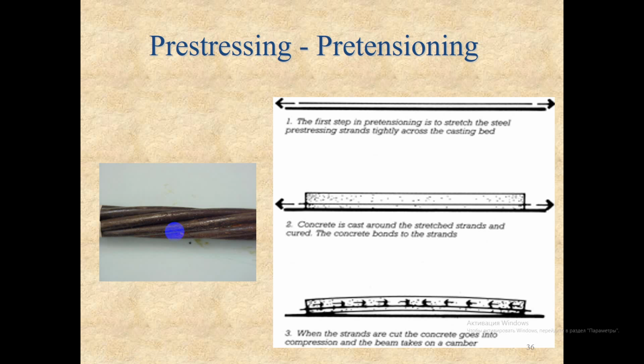Prestressing, pretensioning. The first step in pretensioning is to stretch the steel prestressing strands tightly across the casting bed. Concrete is cast around the stretched strands and cured. The concrete bonds to the strands. When the strands are cut, the concrete goes into compression and the beam takes on a camber.